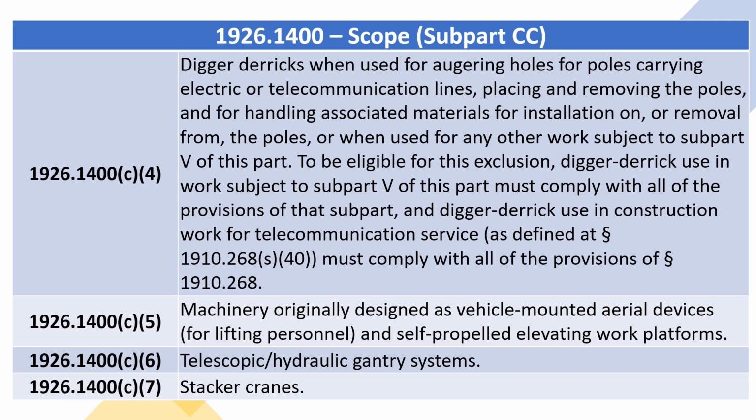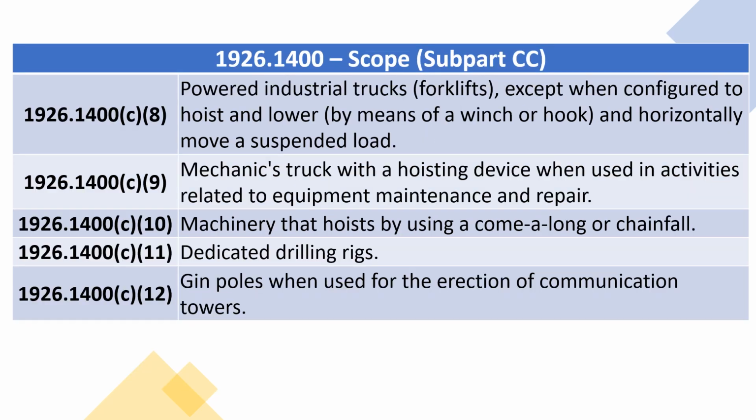(5) Machinery originally designed as vehicle-mounted aerial devices, for lifting personnel, and self-propelled elevating work platforms. (6) Telescopic/hydraulic gantry systems. (7) Stacker cranes. (8) Powered industrial trucks, forklifts, except when configured to hoist and lower, by means of a winch or hook, and horizontally move a suspended load. (9) Mechanic's truck with a hoisting device when used in activities related to equipment maintenance and repair. (10) Machinery that hoists by using a come-along or chainfall. (11) Dedicated drilling rigs. (12) Gin poles when used for the erection of communication towers.